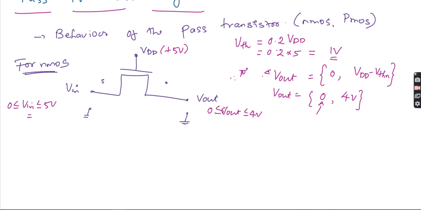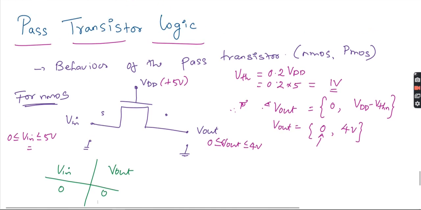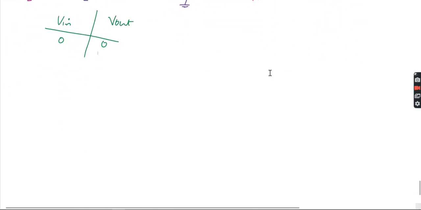When I give Vin is equal to 0, this is Vin, this is Vout table. When Vin is equal to 0 volt, what will happen? The transistor is on, so Vout also I will get 0 volt only. The 0 is 0. Next, when I give 1 volt, I will get 1 volt. Next, when I give 2 volt, I will get 2 volt.